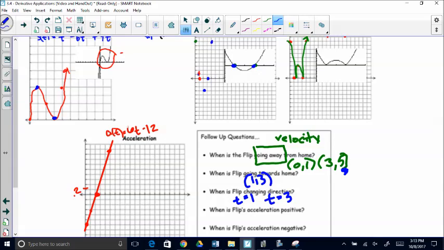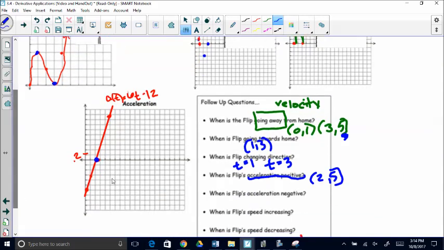Now, when is the acceleration positive? Well, this one's pretty obviously going to use the acceleration function that tells us. So if we look, the acceleration is positive when it's greater than 0. So from 2 to 5, or from 2 to infinity. Once again, I used the bracket there because at 5 it is positive. I did not use the bracket at the 2 though, because at 2 it's technically 0. It's not technically a positive number.